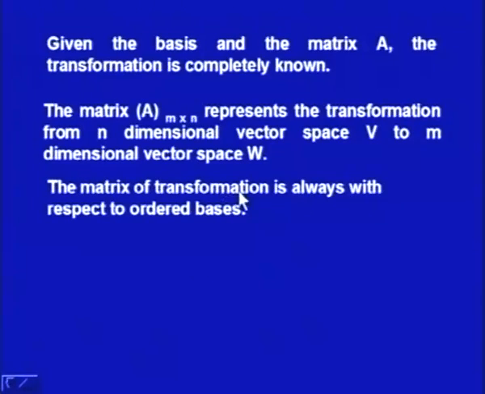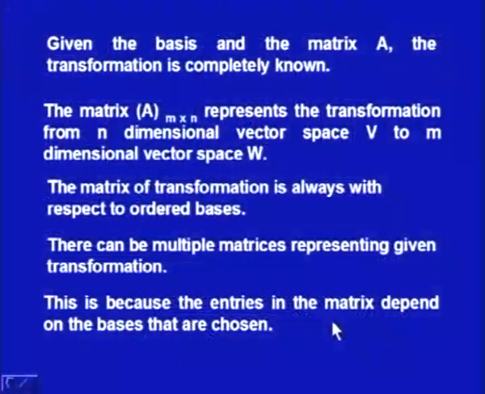The matrix of transformation is always with respect to ordered bases. This is the point which you have to remember. As we change the basis, the matrix of transformation will be different. That is why there can be multiple matrices representing the given transformation depending upon the basis you consider. This is because the entries in the matrix depend on the basis chosen. So for different bases we may have different representations for the matrix A. The transformation remains the same.